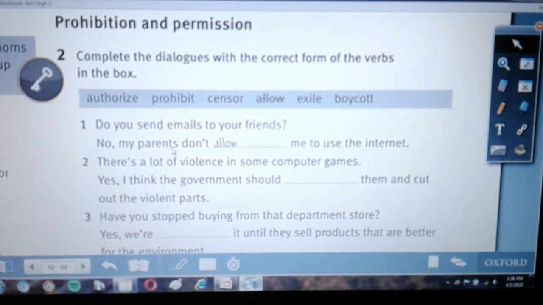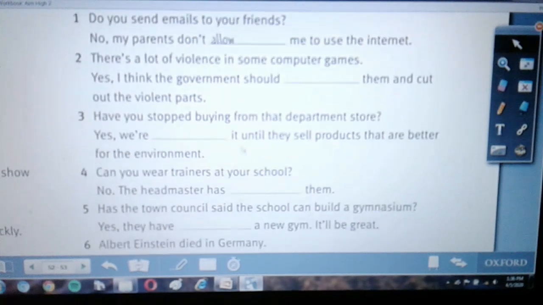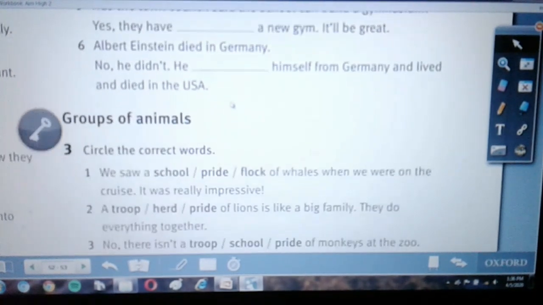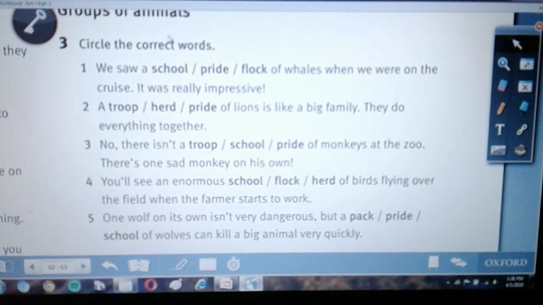Okay? For example, like this one, do you send emails to your friends? No, my parents don't allow me to use internet. So since this sentence is negative and it is don't, we need to use verb 1 of allow. Alright, finish the rest of the numbers and move on to part 3. You need to circle the correct words. For example, number 1, we saw a school, a pride, or a flock of whales when we were on the cruise. It was really impressive.